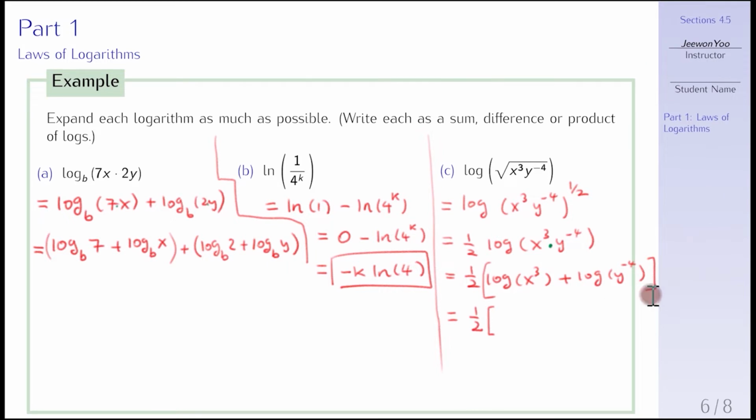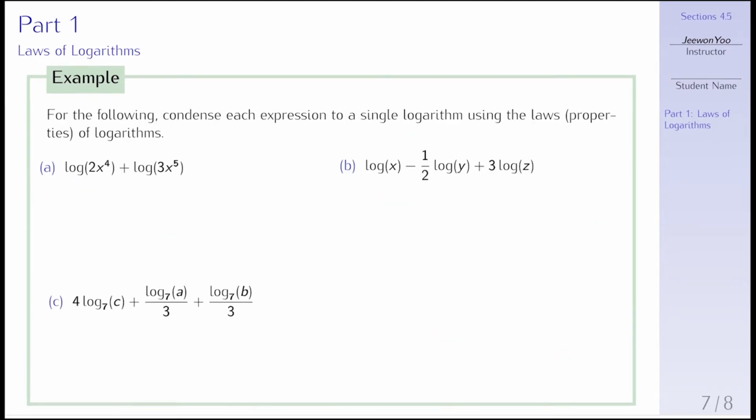Using the power rule, you can bring 3 to the front, you can bring -4 to the front. And congratulations, this is the fully expanded form. And that's the end of this slide. Let's practice more of condensing logarithmic expressions. The first one should be straightforward. Second one and third one will probably be harder than the first one. Okay, let's try the first one.